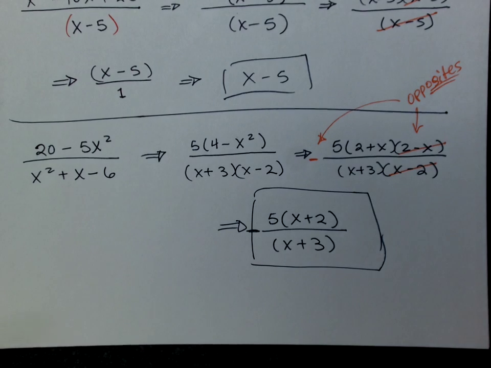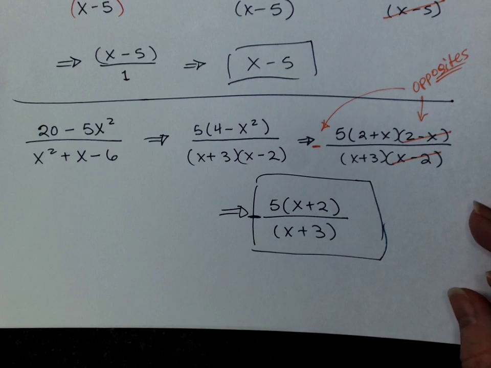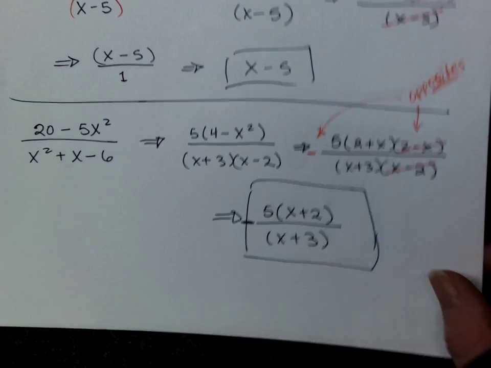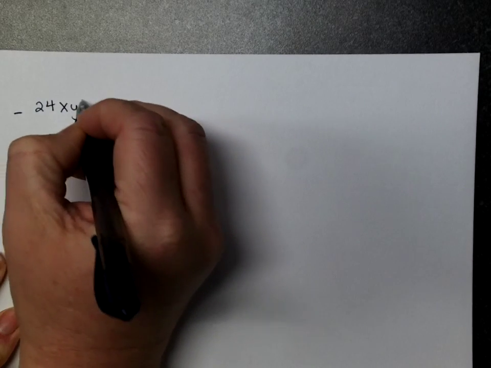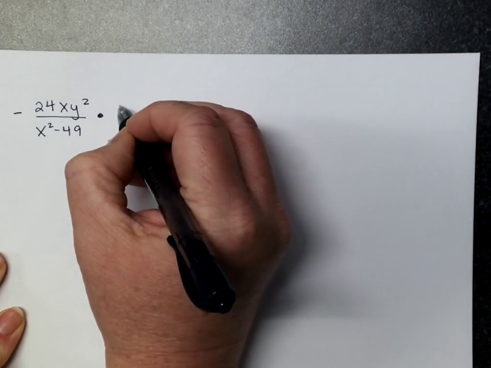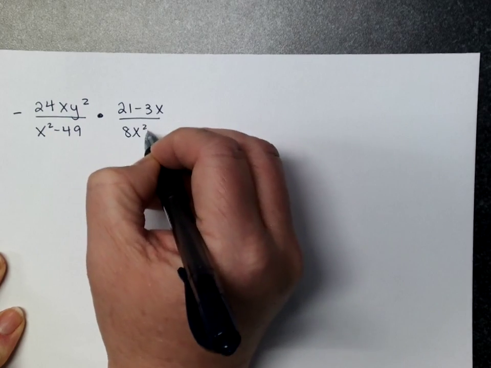Okay. Now, here's a multiplication and a division one, which fortunately isn't any different from what you've just been doing. It just involves a little more factoring. But the actual factoring and canceling out factors of 1 is the same. It's just a little more work initially because you have to factor some more stuff. All right. So let's say you've got negative 24xy squared over x squared minus 49 times another rational expression, 21 minus 3x over 8x squared y squared.